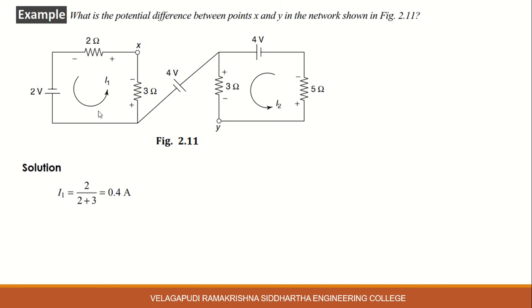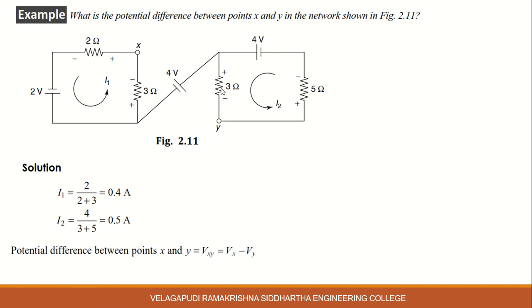So first, in this closed path, assume the current as I1. Already given are 2 volts, a 2 ohm resistor and a 3 ohm resistor. So current I1 equals voltage by resistance. Here the voltage is 2 volts, and the resistances are 2 plus 3, 5 ohms. I1 equals 0.4 amperes. Similarly for the second closed loop, I2 equals voltage by resistance, 4 by 3 plus 5, which is 0.5 amperes.